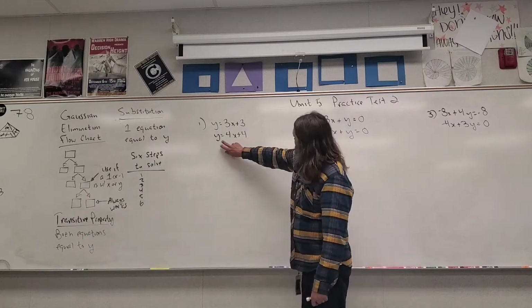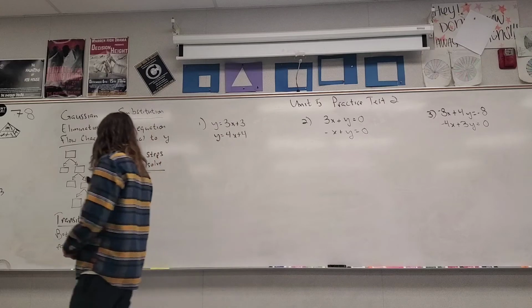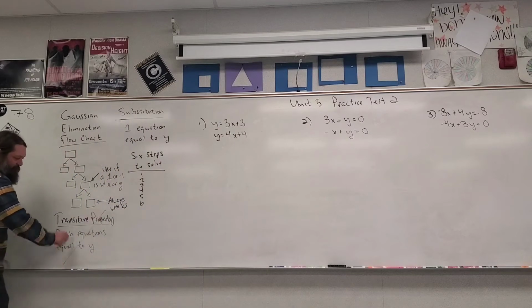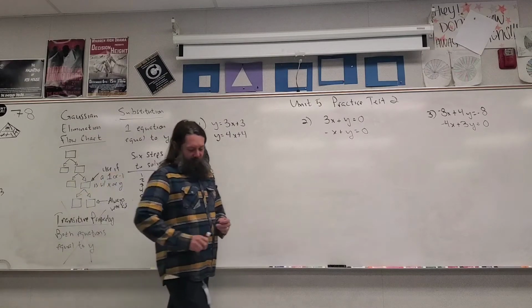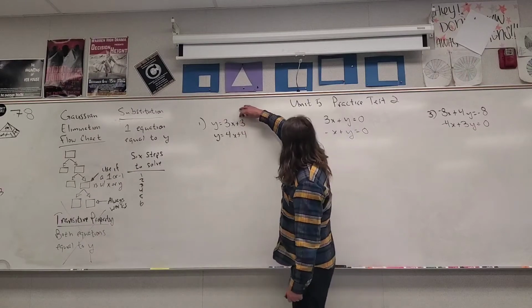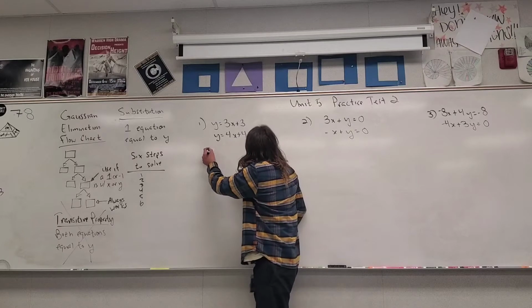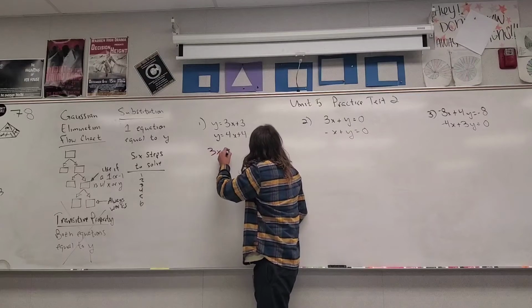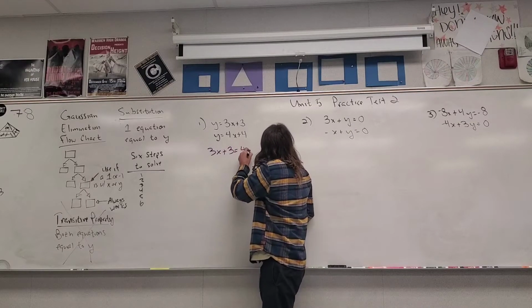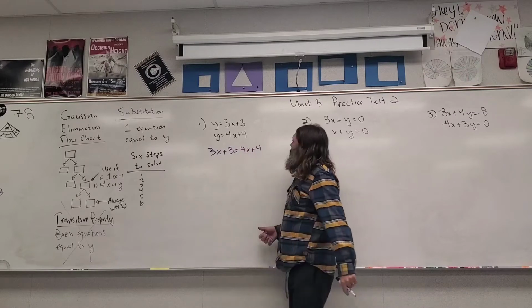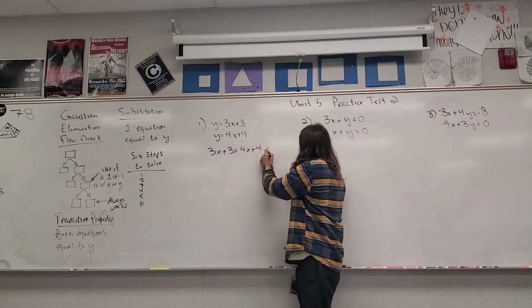Problem 1, both equations are equal to y. This is my transitive property problem. So I'm done with this problem after I finish this. Since 3x plus 3 is equal to y and 4x plus 4 is equal to y, I can now say that 3x plus 3 is equal to 4x plus 4. Now I get into my 6 steps to solve.